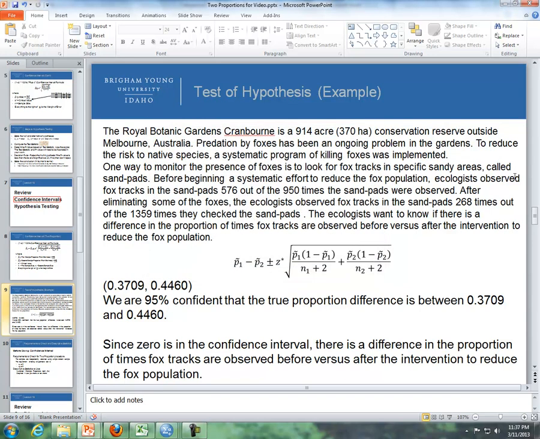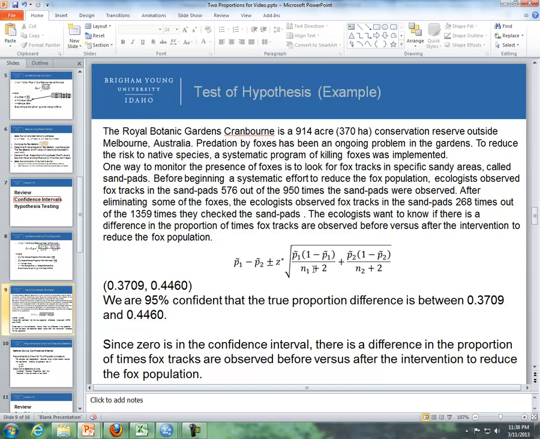After eliminating some of the foxes, the ecologists observed fox tracks in the sandpads 268 times out of the 1359 times they checked the sandpads. The ecologist wants to know if there is a difference in the proportion of times the fox tracks are observed before versus after the intervention to reduce the fox population. To check for a difference, we can create a confidence interval of the difference between the two proportions.